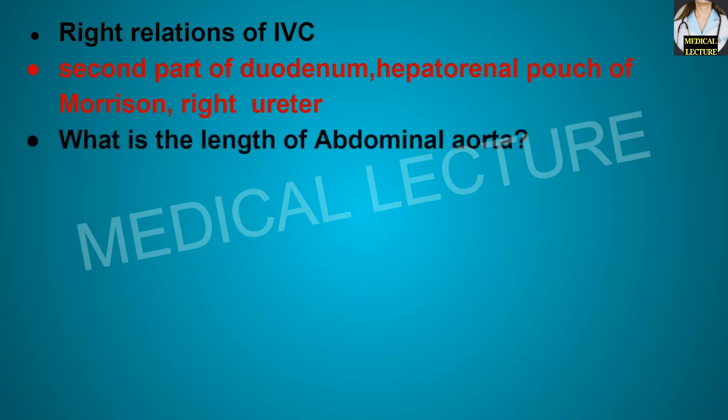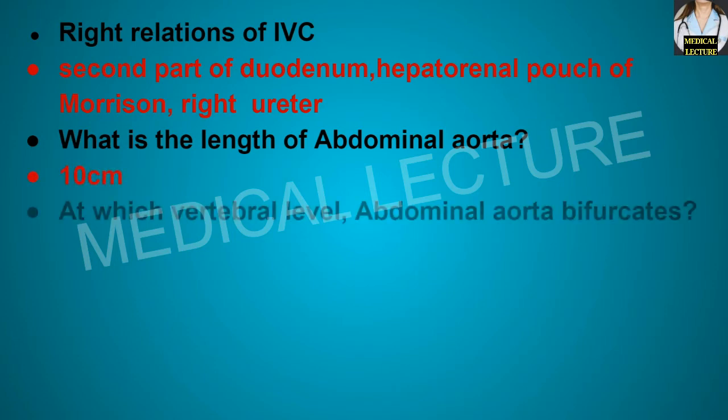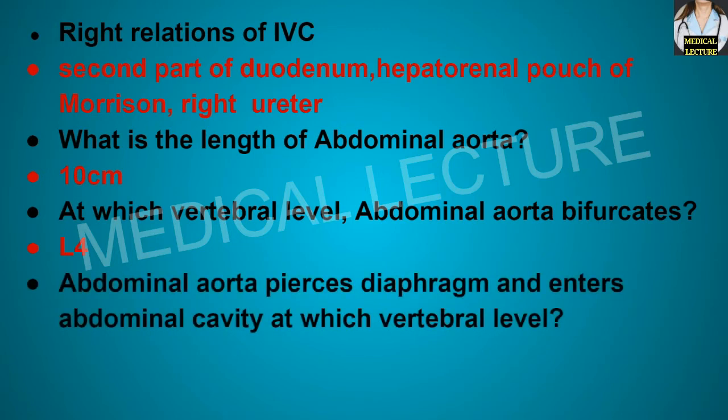What is the length of the abdominal aorta? So it is about 10 cm. At which vertebral level abdominal aorta bifurcates? So at the L4 vertebral level. Abdominal aorta pierces the diaphragm and enters the abdominal cavity at which vertebral level? At the T12 vertebral level.